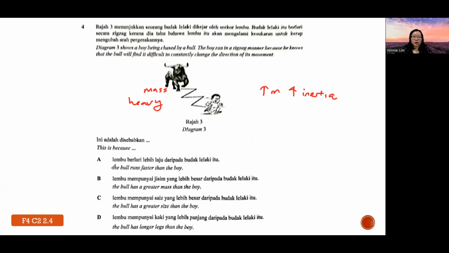So let's look at the options. A, the bull runs faster than the boy. No. The bull has a greater mass. Yes. And then the bull has a greater size. Greater size doesn't mean it's heavier, so not so accurate. And the bull has longer legs than the boy. Also not correct. So the answer is B.